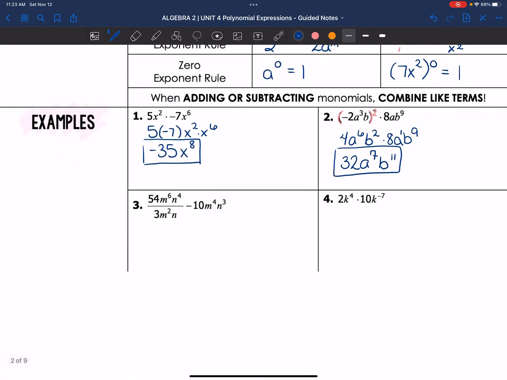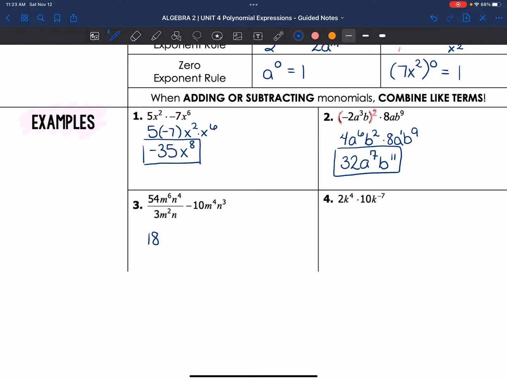All right, a little bit more here. Let's look and see. When adding or subtracting monomials, we must make sure that we combine like terms. First, let's see if we can simplify this a little bit. I've got 54 divided by 3. 54 divided by 3 is going to be 18.